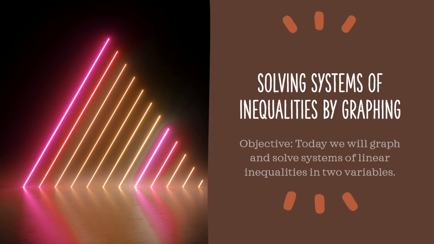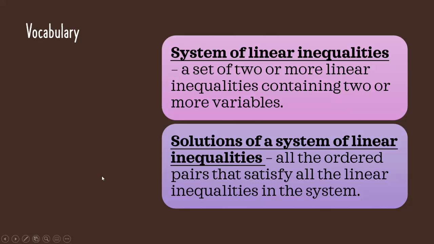Today we will graph and solve systems of linear inequalities in two variables. So a system of linear inequalities is the same as systems of linear equations. It's a set of two or more linear inequalities containing two or more variables. The difference is there are going to be multiple solutions of linear inequalities. It's going to be all of the ordered pairs that satisfy all of the linear inequalities in the system. So we'll take a look at what that means.